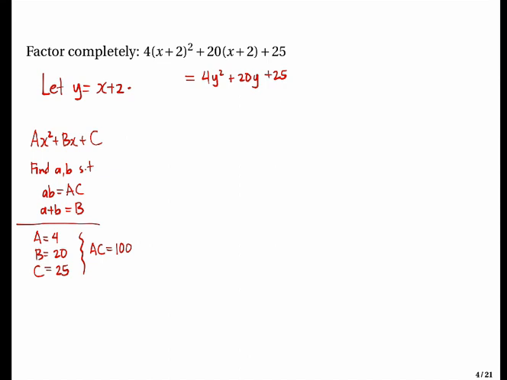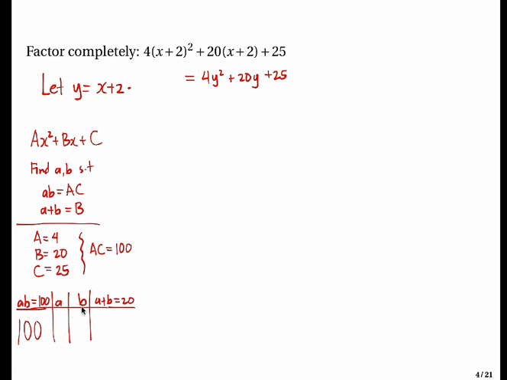So, we want to find small a, small b, such that the product ab is equal to 100. That's your AC here. And then, if you add a plus b, you will get 20, which is the capital B. So in this column here, it's all throughout 100.